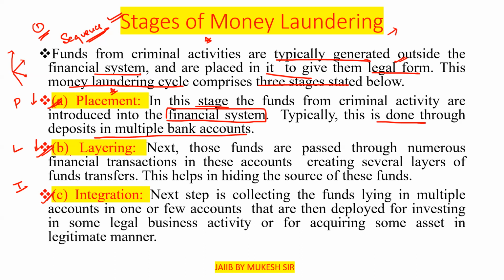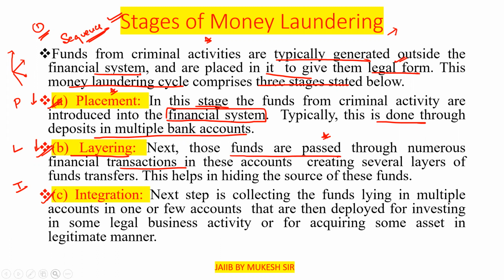Second one, layering. Those funds are passed through numerous financial transactions in these accounts, creating several layers of fund transfer, and this helps in hiding the source of these funds. First they deposit the amount, after that they transfer the funds into different accounts, further and further, so that it becomes very difficult to track.